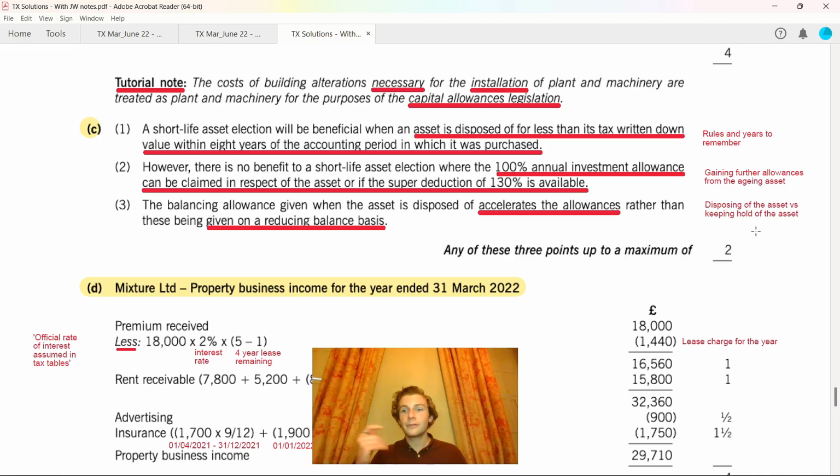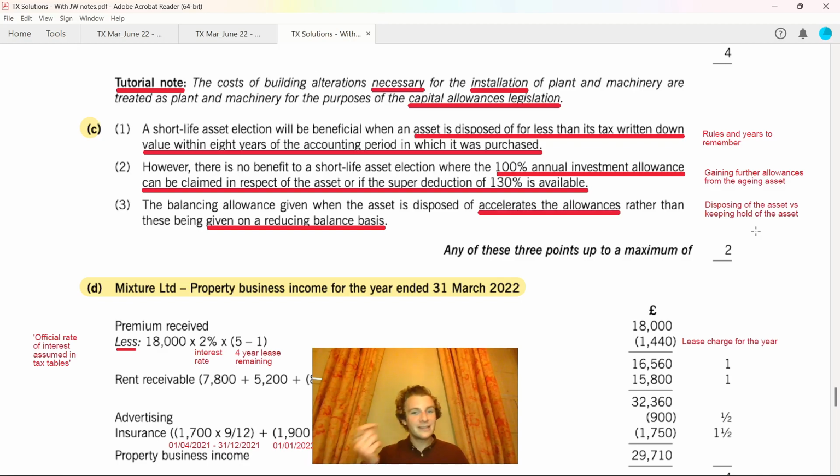The next aspect is about gaining further allowances from an aging asset. So we get 100% annual investment allowance can be claimed in respect of the asset, or if the super deduction is available, 130%. So I think you've got an aged asset, we're now going to be gaining some extra allowances as a result by having the short life asset election. And then finally, we have here disposing of the asset versus keeping hold of the asset, where the balancing allowance, when the asset is disposed of, accelerates the allowances rather than them being on a reducing balance basis.